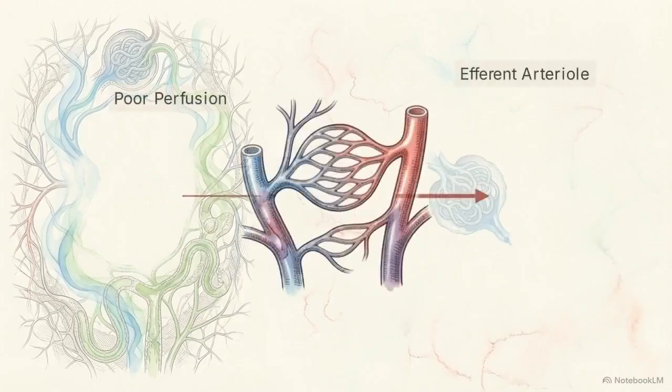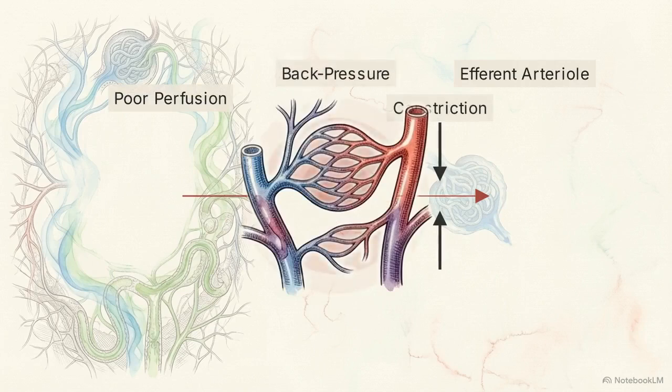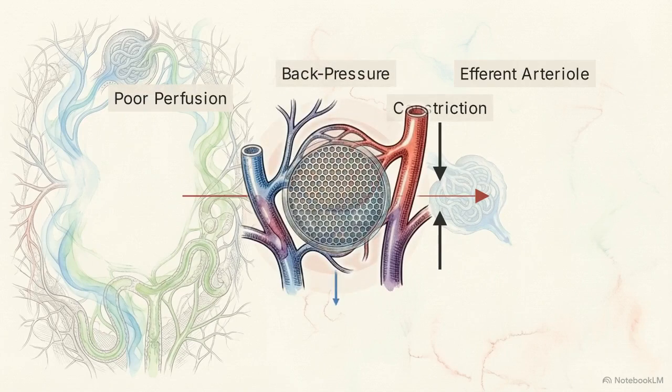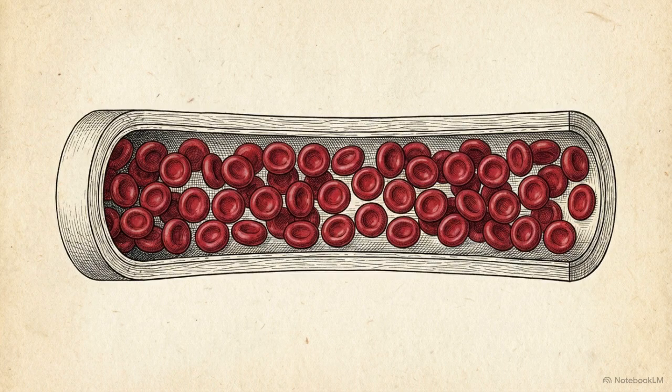A kidney suffering from poor perfusion masks its own deficit by physically constricting the efferent arteriole. This creates artificial back pressure, forcing filtration through the glomerulus to maintain a normal GFR. We break this autonomic compensation with the captopril challenge. Administering an ACE inhibitor stops the efferent arteriole from constricting, causing the filtration pressure to drop.